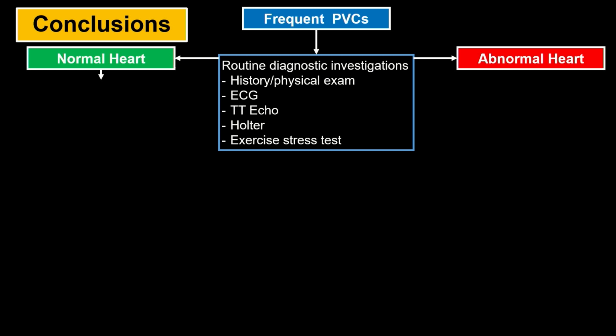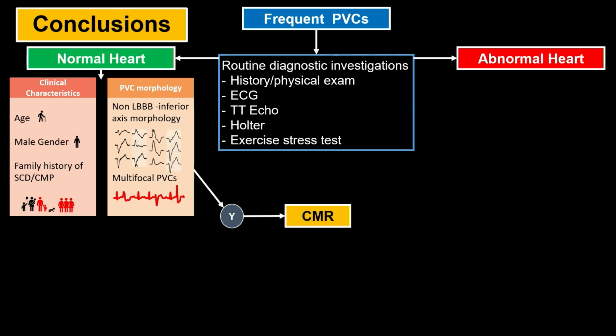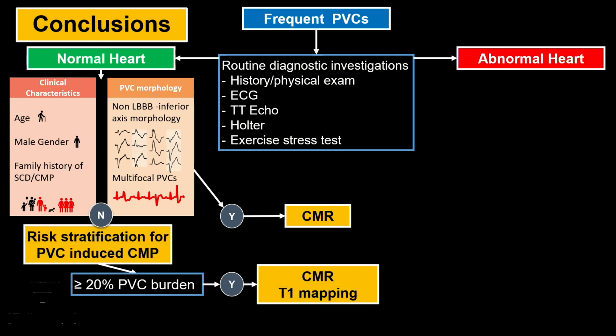To conclude, in patients presenting with frequent PVCs, we always have to perform some routine investigations. And when those routine investigations do not show any abnormality, we have to look for some features, clinical and arrhythmic features, that may be associated with an underlying concealed structural heart disease. And in those cases, it's probably better to perform an MRI. But even in patients who do not have those high-risk features, MRI can be helpful if they have a very high PVC burden in order to stratify the risk of PVC-induced cardiomyopathy.